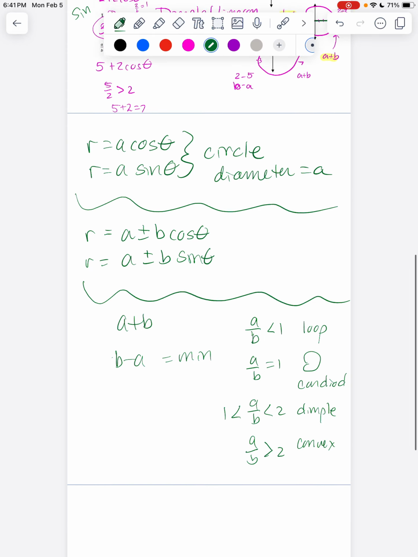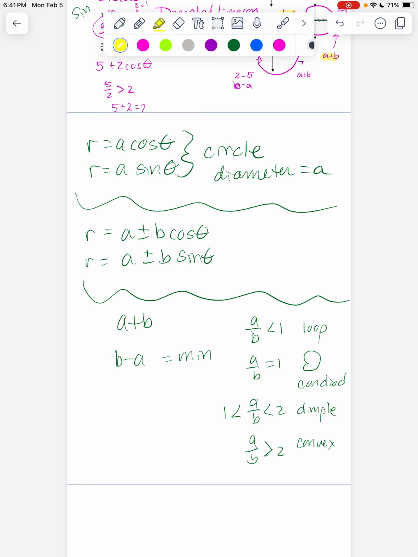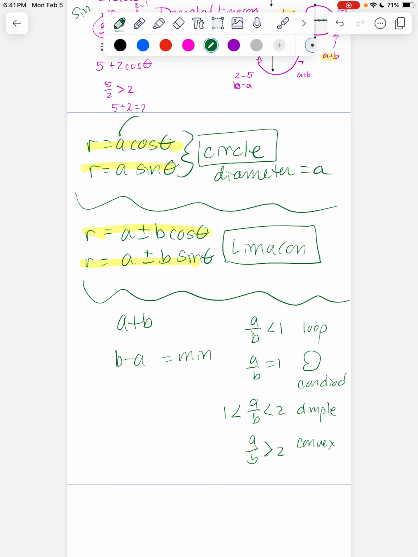So those are kind of the ideas of it, but your job is to be able to look at these equations, recognize them as the shape that they are, and then be able to identify some of the details about it based on the numbers that are in there.